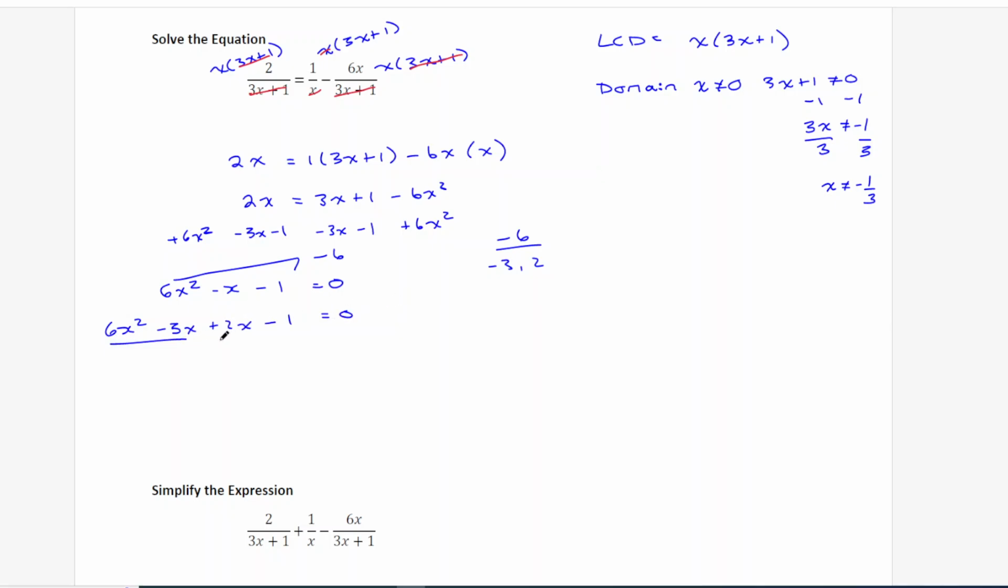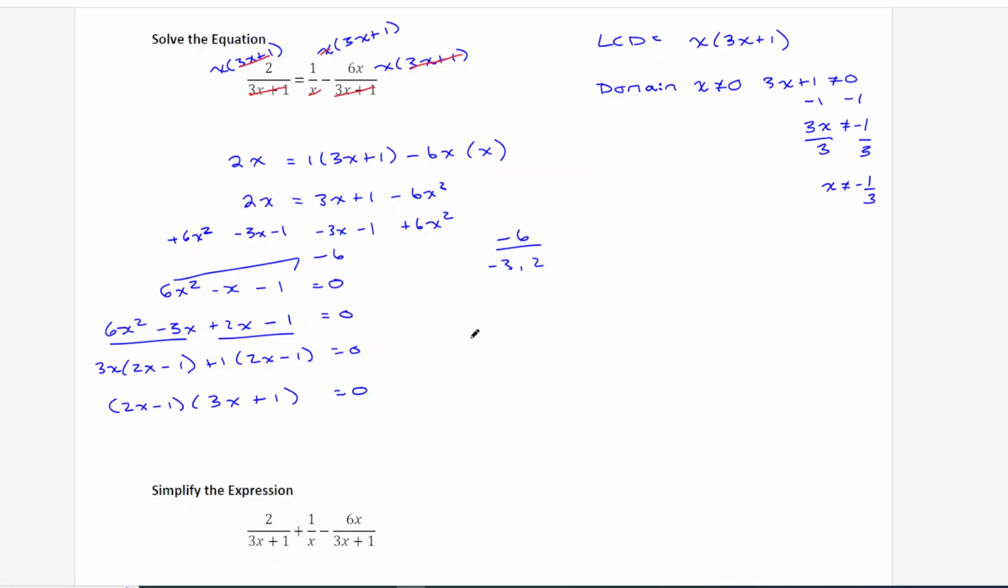Then I'm going to factor by grouping. Out of the first group, I could take out a 3x to be left with 2x minus 1. And then out of the second group, I'm not going to take anything. It's already a 2x minus 1, so I'm going to pull out a plus 1. Then I'm going to greatest common factor out that 2x minus 1 bracket and be left with 3x plus 1 equals 0. Then to solve this, I'm using the zero factor property.